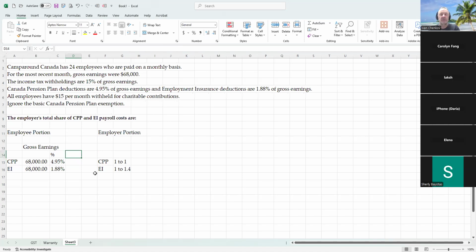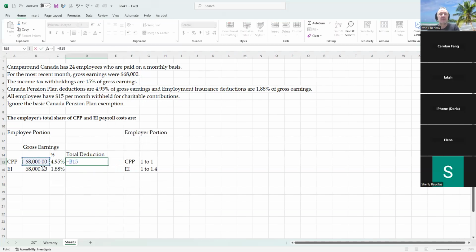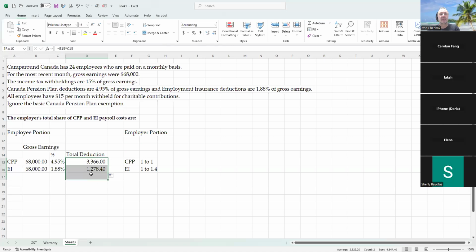Now the total deduction here will be this one times the gross earnings, and the next one will be the next one, right? So in total, for the employee, we have to deduct that amount.